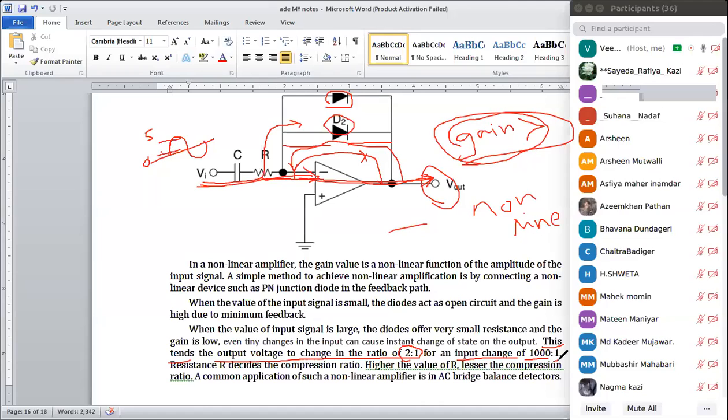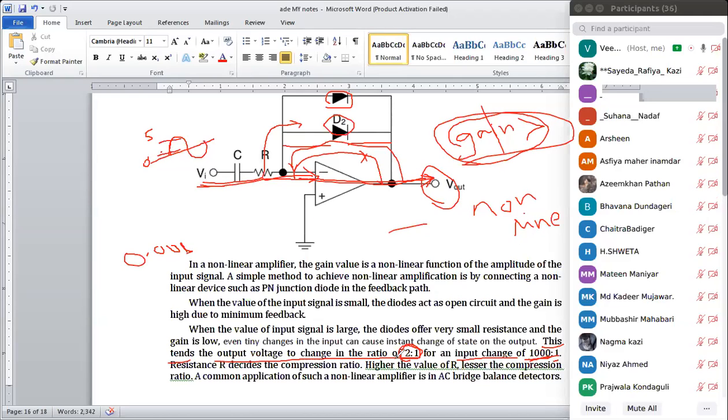So you can imagine, with a very small change in the input, 0.001, suddenly the output is going to change with the ratio of 2 is to 1. So the output will not be equivalent to the input here. The gain is very much higher. Because of this, the rate of change of output according to the input is very much higher. Since this is happening, the output is non-linear.